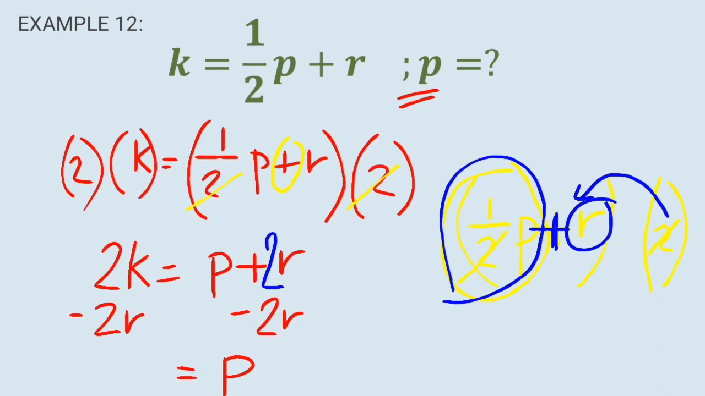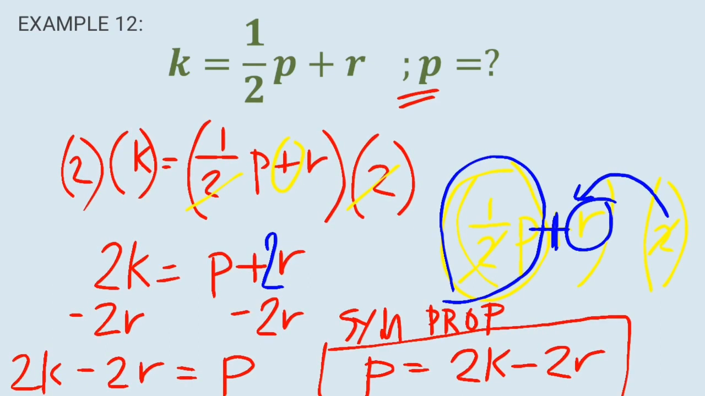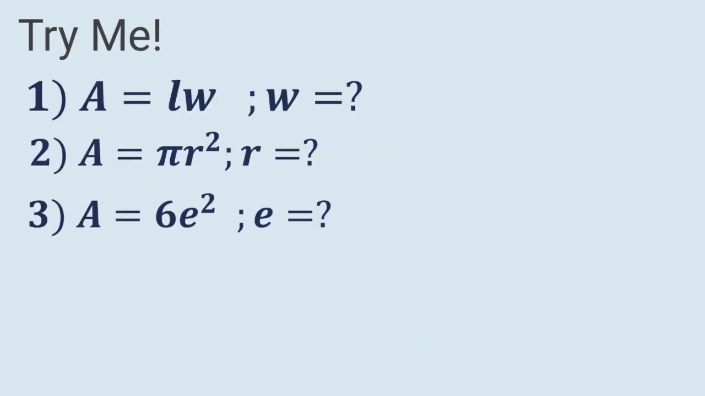P is equals to 2k minus 2r. And if we're going to apply the symmetric property, it will become P. We just have to interchange the positions. Minus 2r. So this is our answer. P is equals to 2k minus 2r. I hope you are still able to follow.